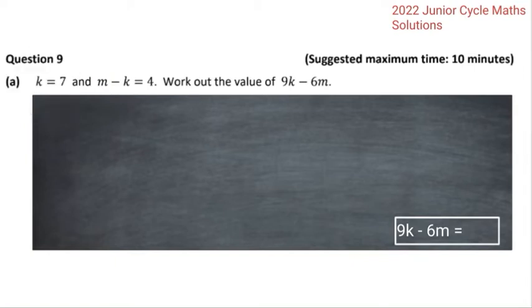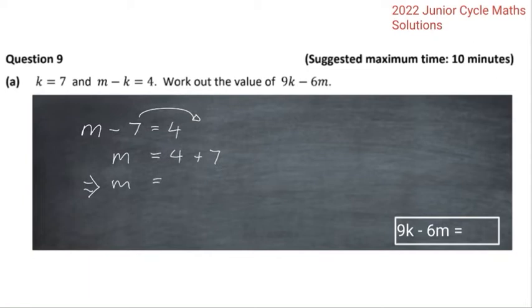So m, replace the k with 7. So m minus k is the same as m minus 7, which is equal to 4. Just bring it across and change the sign. It'll be 4 plus 7. Therefore, m is equal to 11.